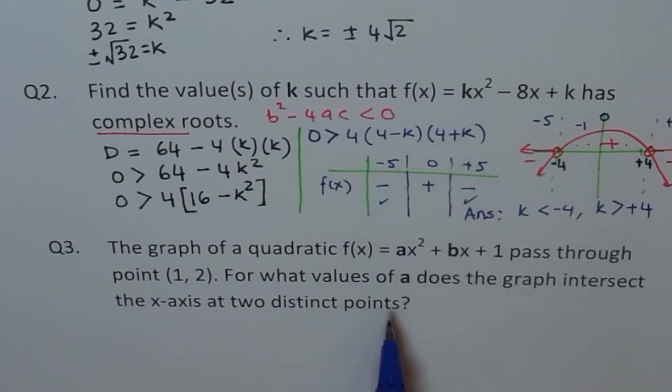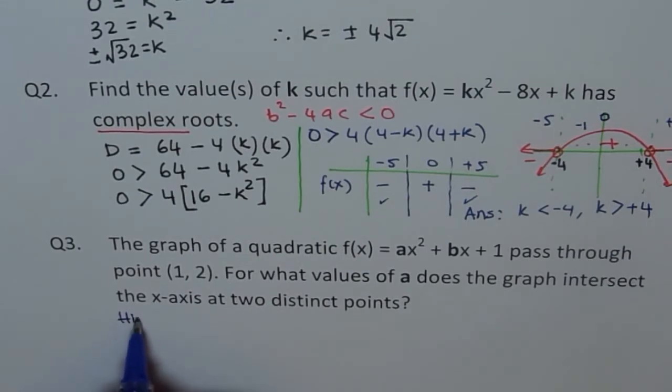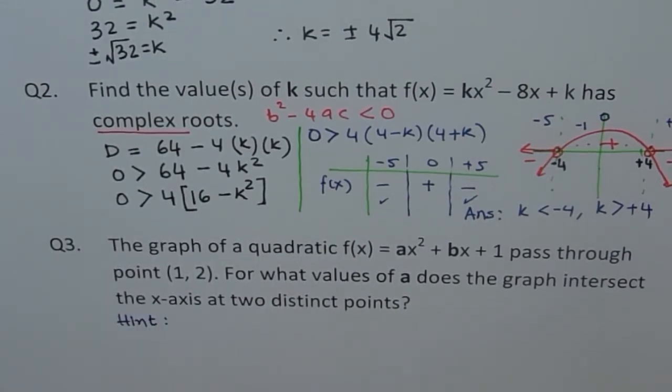So instead of k, we are using a, and to get this variable, we can use this point and write b in terms of a. This is one thing which we get from it, okay? So here for this question today, I'm only giving you a hint. So first thing is use this point.